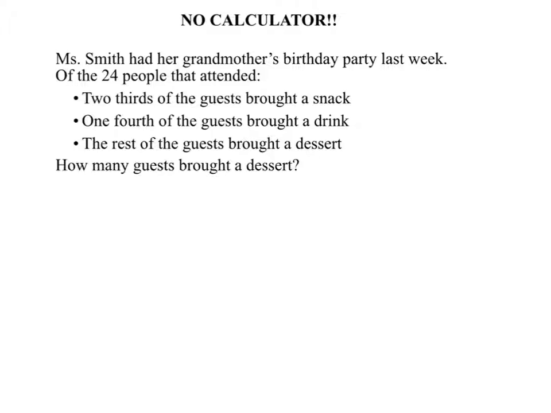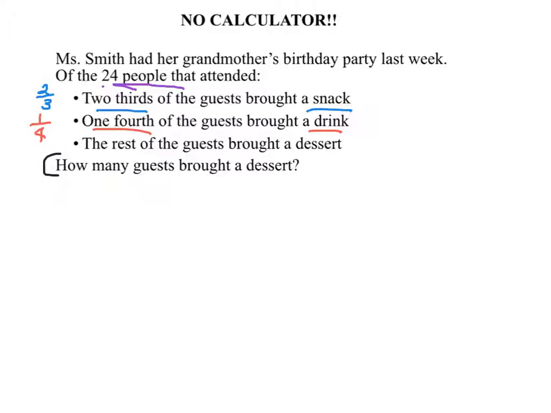For this problem, try really hard not to use a calculator. You will see a problem like this on the calculator inactive part of the mock EOG next week. So practice doing it by hand now. Alright, so I know that 24 people attended the birthday party. 2/3, I'm going to go ahead and write that right now as a fraction, of the guests brought a snack. 1/4 brought a drink, and the rest brought dessert.